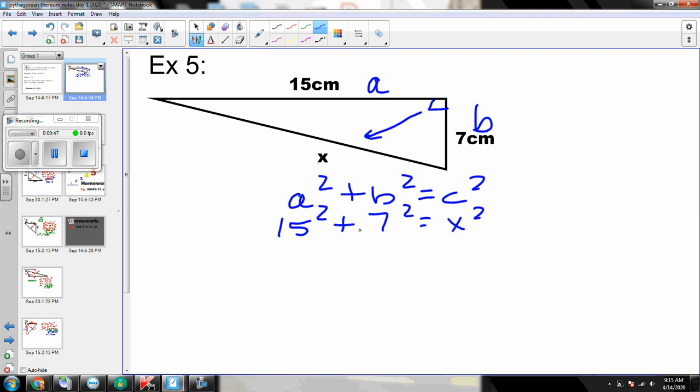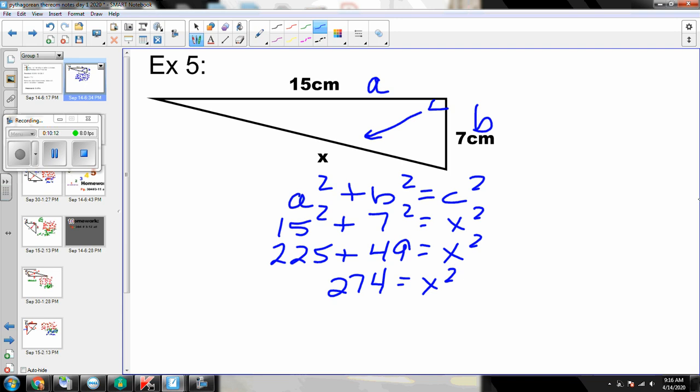Then I'm going to square 15. So if I square 15, I'll get 225. I'm sorry, square 7 to the second, or square 7 to get 49. And then I'm going to add 225 and 49 together because they're on the same side of the equation to get 274. That's what x to the second equals.